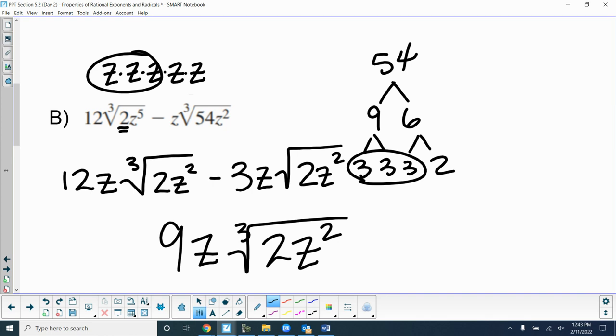Simple. No, it's not simple. You say third. I don't know where to get that. Square root, or what did you say? Cube root. Just cube root of 2z squared.